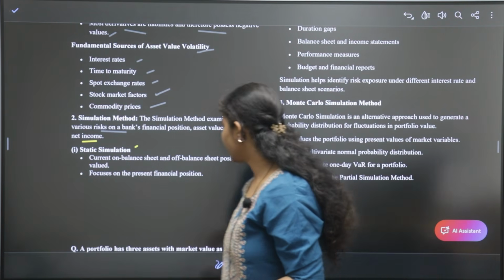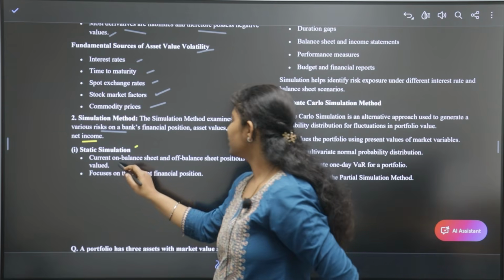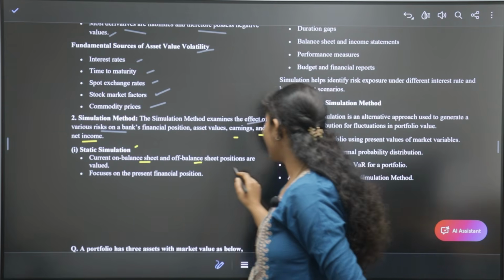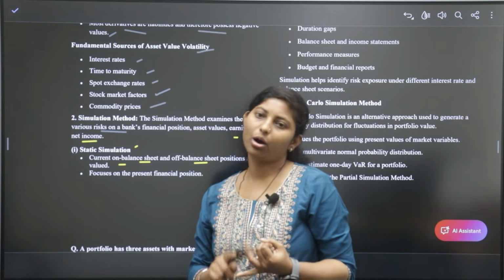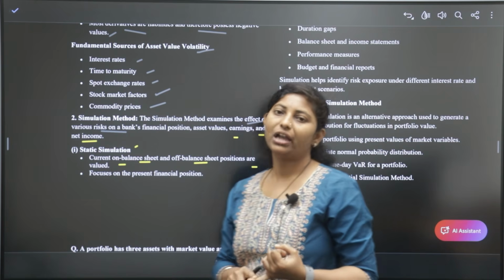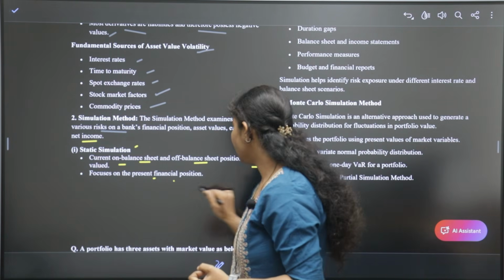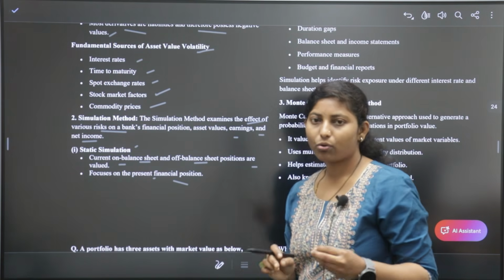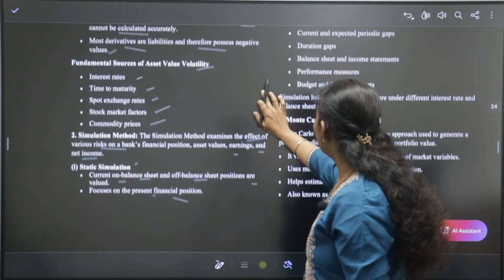First we have the statistical simulation method. Current on-balance-sheet and off-balance-sheet positions are valued. Both the current and the upcoming balance sheet are valued with the help of this simulation method. It focuses on present value position. We just focus on the present, not the future and past, in the simulation method.